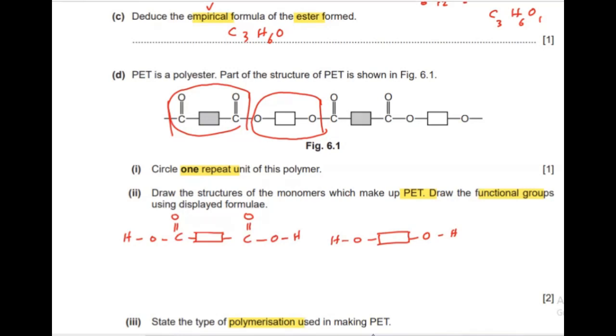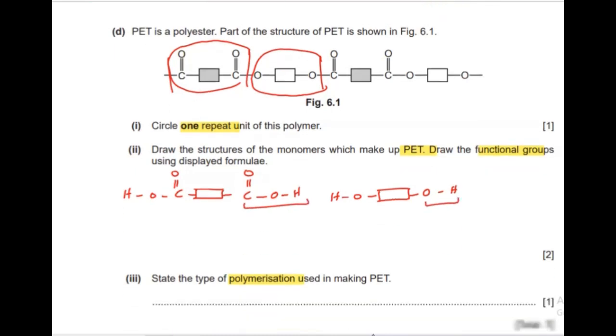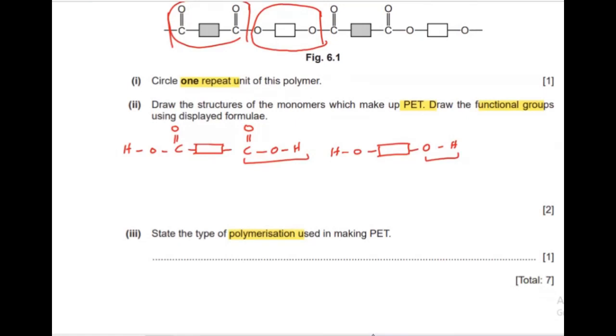Draw the structures of the monomers which make this, and draw the functional group using displayed formula. So these are the functional groups. This is the alcohol, this is the carboxylic acid. Then state the type of polymerization. When alcohol and carboxylic acid react with each other, you will get the ester and water. So the addition of two monomers to form a polymer by eliminating a small molecule like water is condensation polymerization. So this is the condensation polymerization.